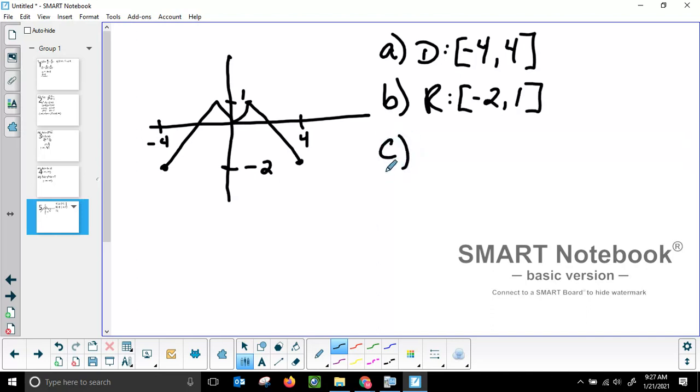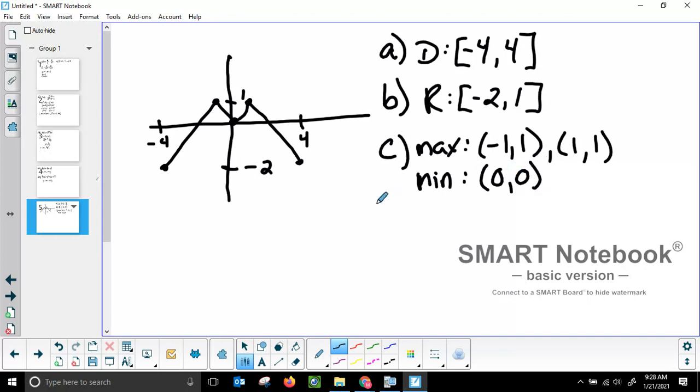All right, C asks for the local maxima and local minima. All right, so this and this will be my max. This down here is my min. Remember, endpoints are not maxes or mins. Right? So maxes, over here, we're going to have negative 1, 1. And you can just write it as a point. All right, here is 1, 1. And then the min is at the origin right here. So 0, 0. All right, D.